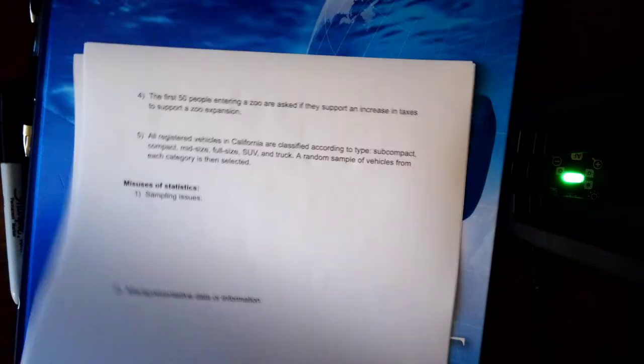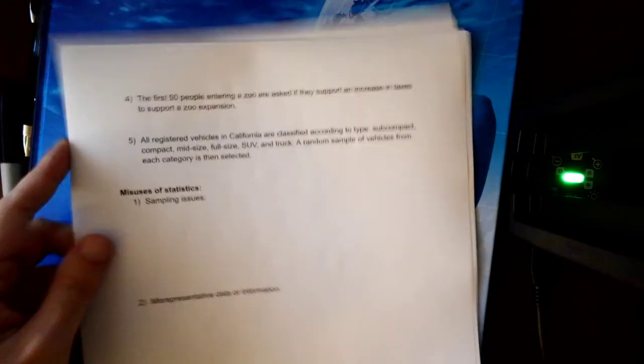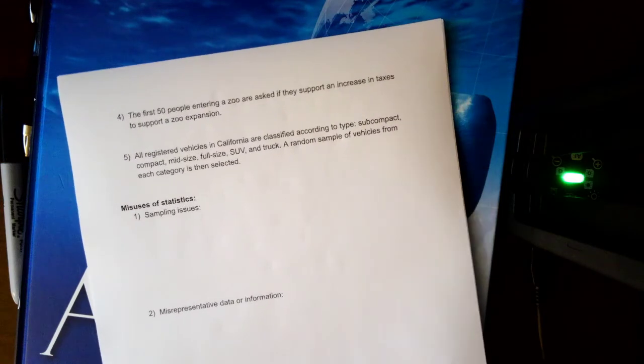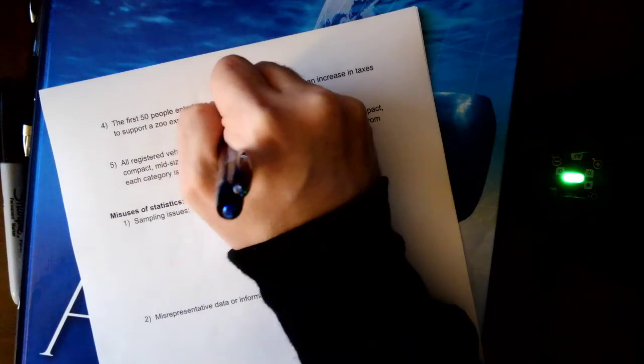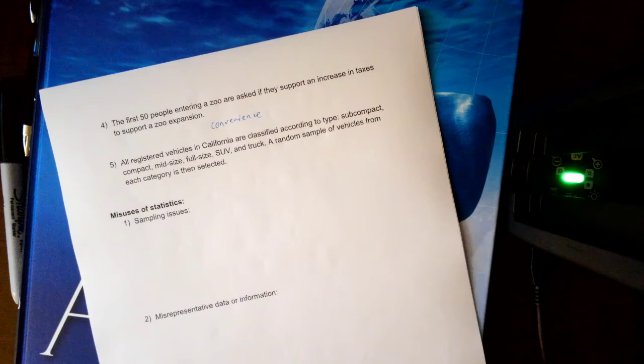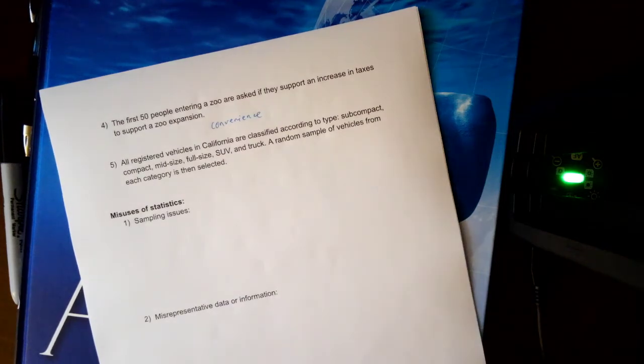How about on the next page? We got the first 50 people entering a zoo are asked if they support an increase in taxes to support a zoo expansion. Well, that's just convenience, right? That's convenience. The first 50 people to show up are asked about their opinion. That's just easy to do, right? You just put someone at the gate at the opening of the zoo and you ask them.